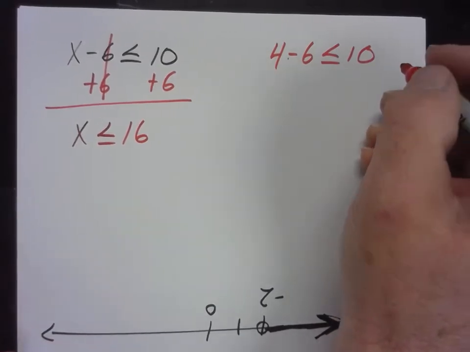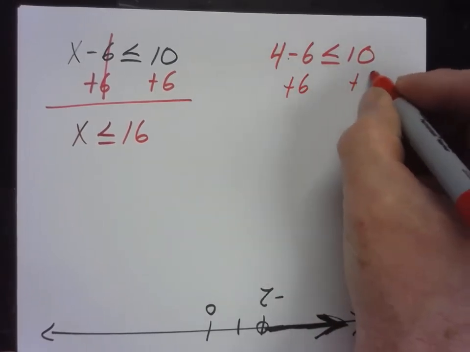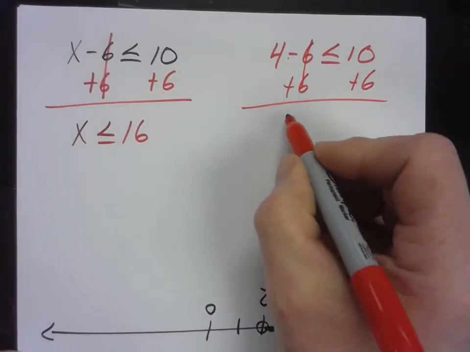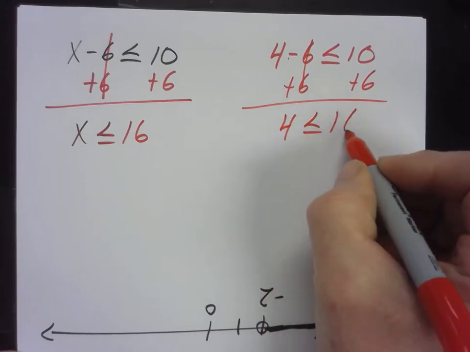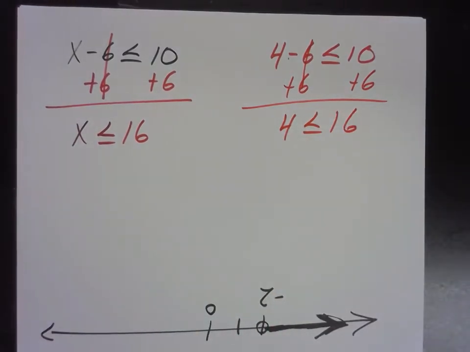Okay. So if I add 6 to both sides, is it still true? Yes. Okay. So it's just like solving an equation. There's no difference. You add the same amount to both sides, you subtract the same amount from both sides. There you go. And then can we graph this?